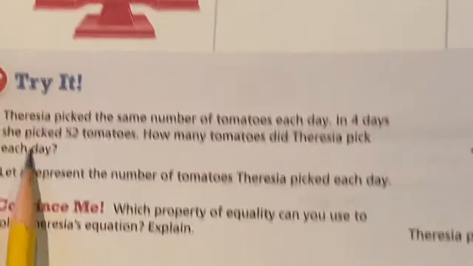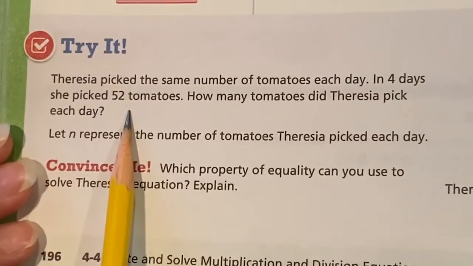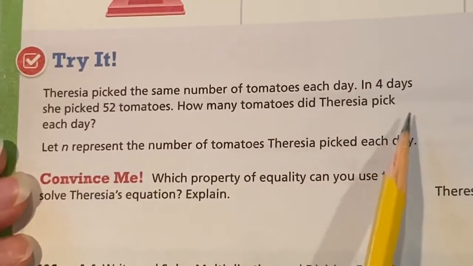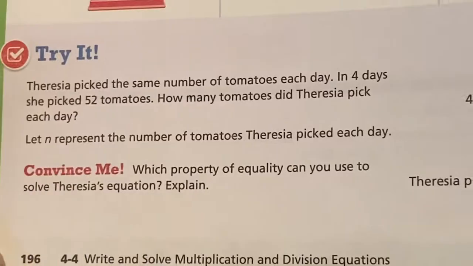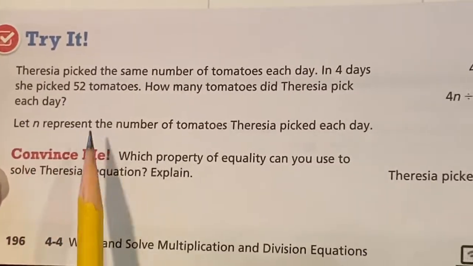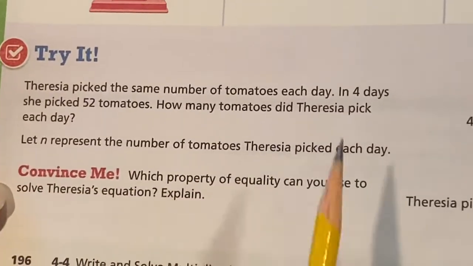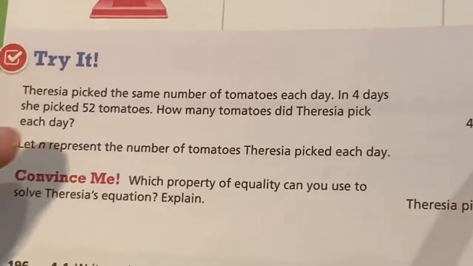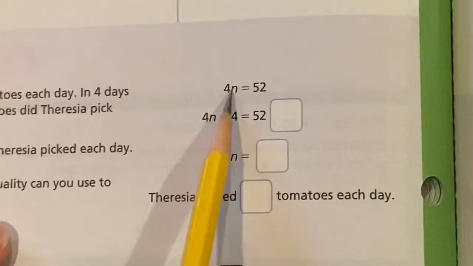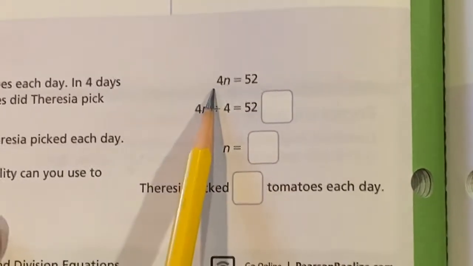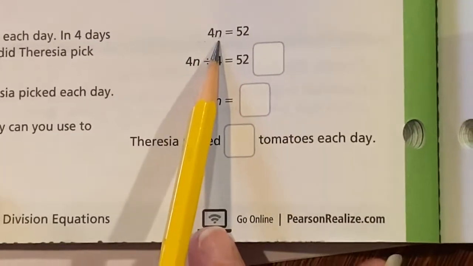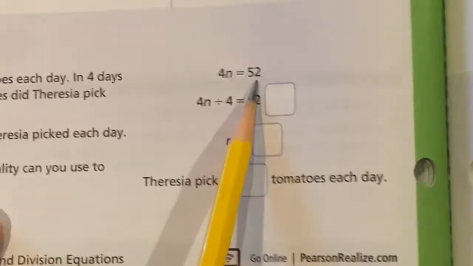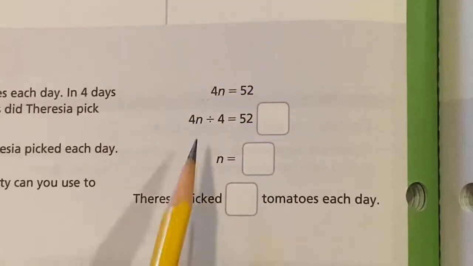In 4 days, she picked 52 tomatoes. How many tomatoes did Teresia pick each day? Let n represent the number of tomatoes Teresia picked each day. Okay, so we said n is the amount she picked each day. There were 4 days, so 4 times n equals the total amount she got, which is 52.